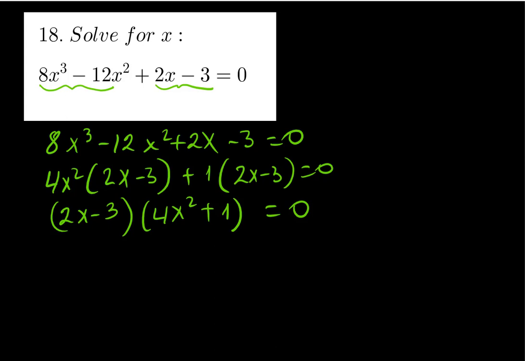To get this to be 0, we have to look at the two factors and see if they can be null. Let's see here. We can say 2x minus 3 is equal to 0. That yields x is equal to 3/2. So that is one solution.